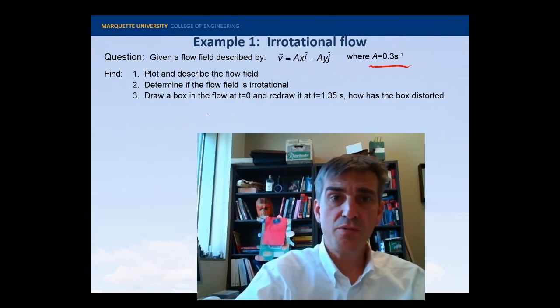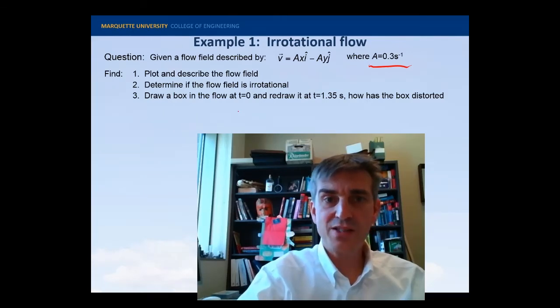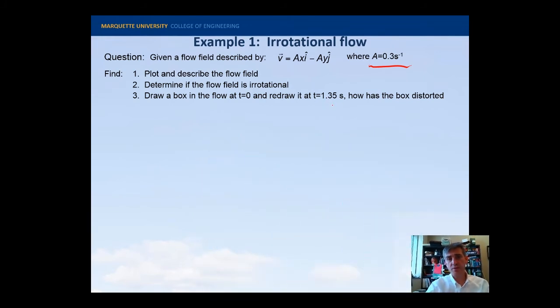I'd like you to plot and describe the flow field. Then we're going to determine if the flow field is irrotational. And then finally, I'd like to draw a box in the flow field at time 0, and then redraw it at some later time, say 1.3 seconds, and see how that box is distorted.